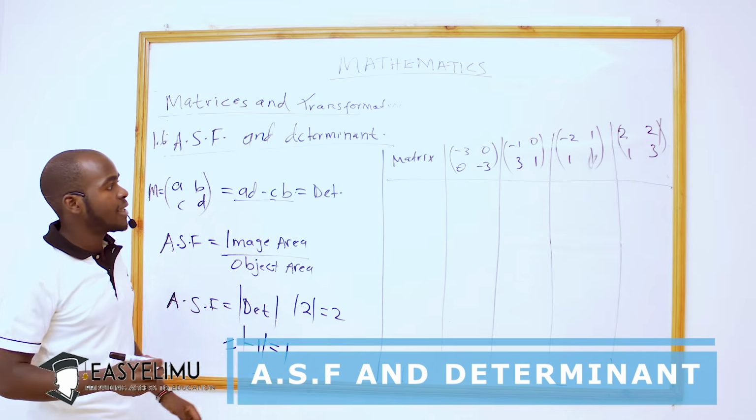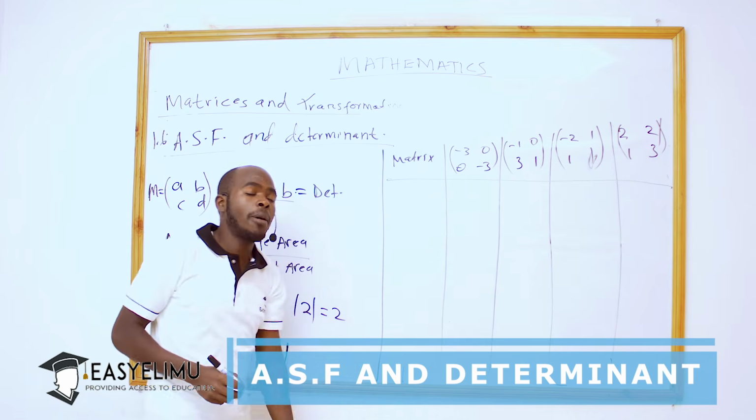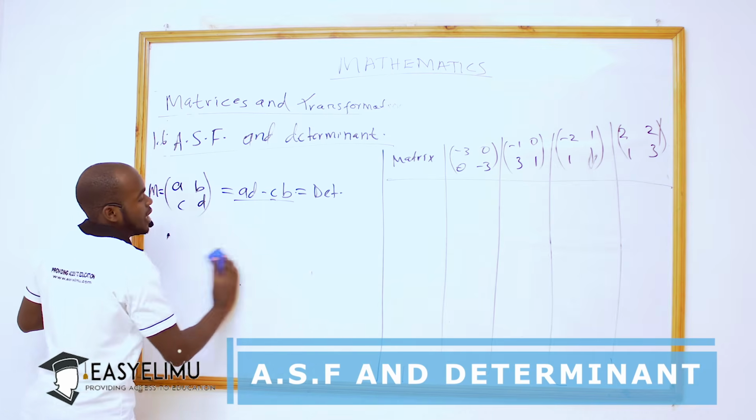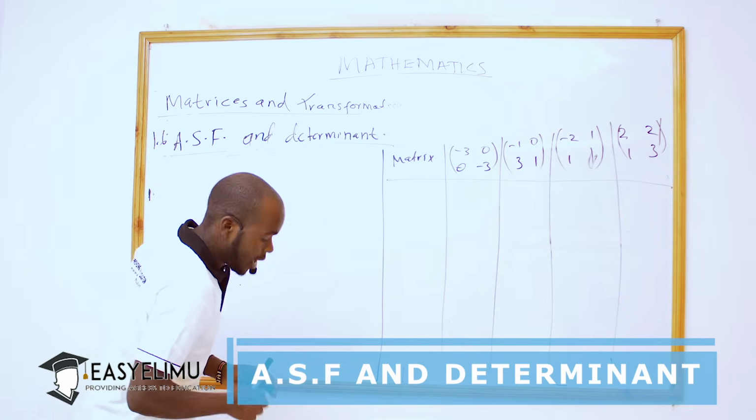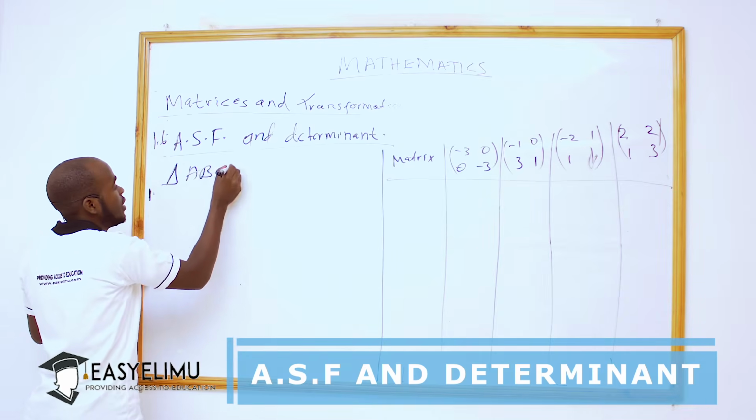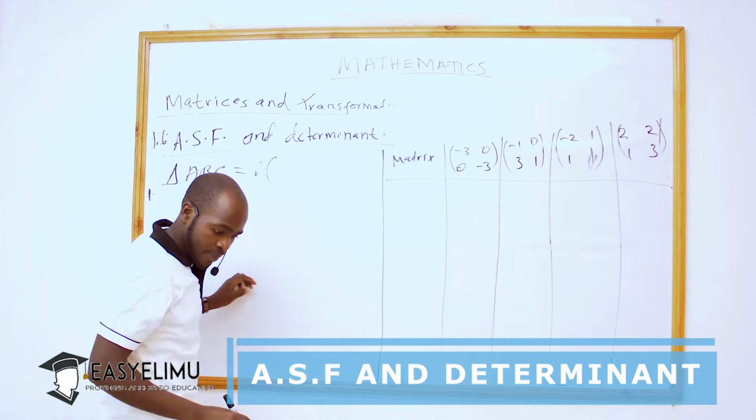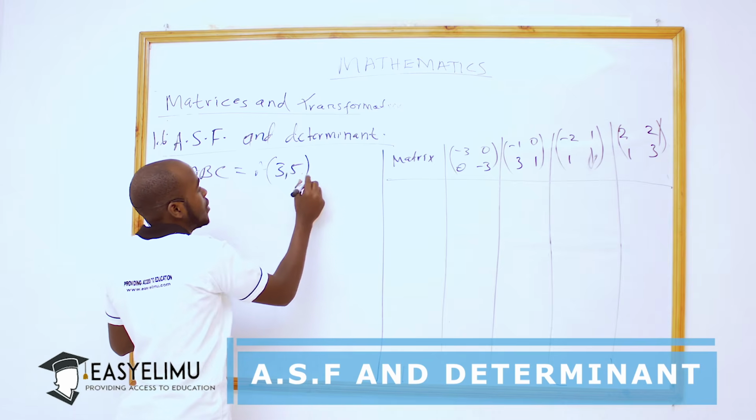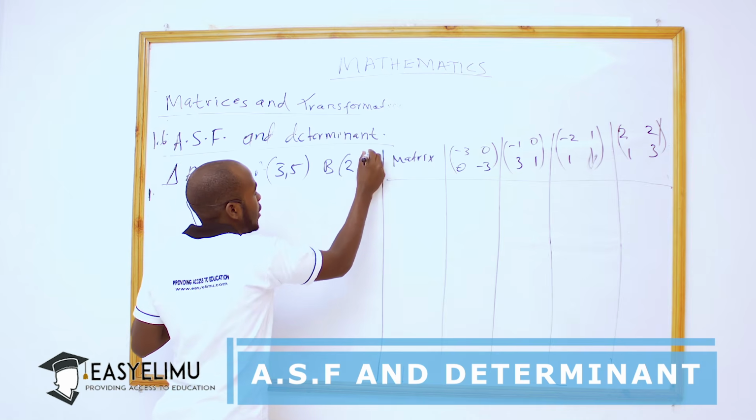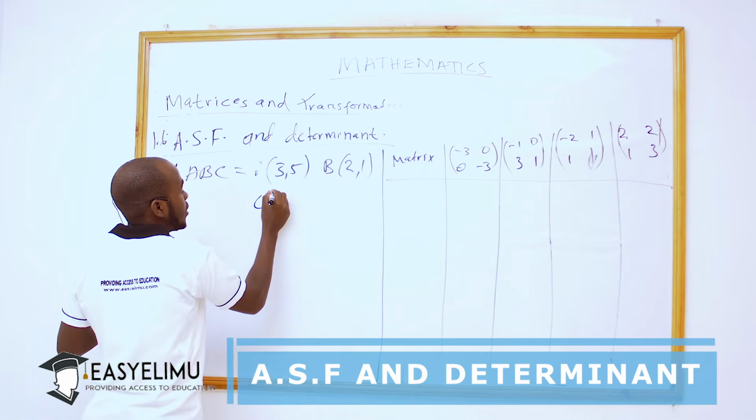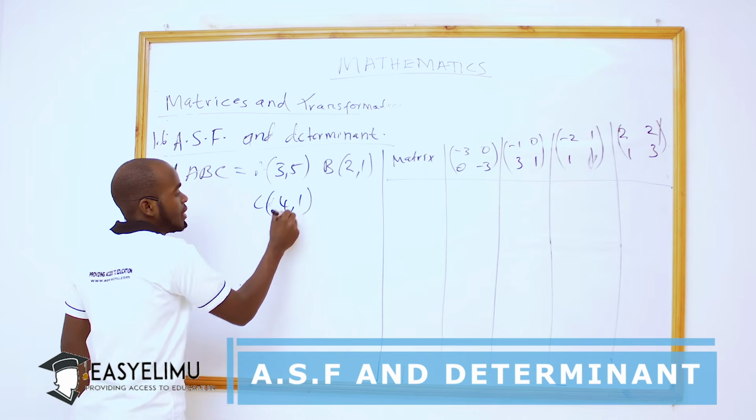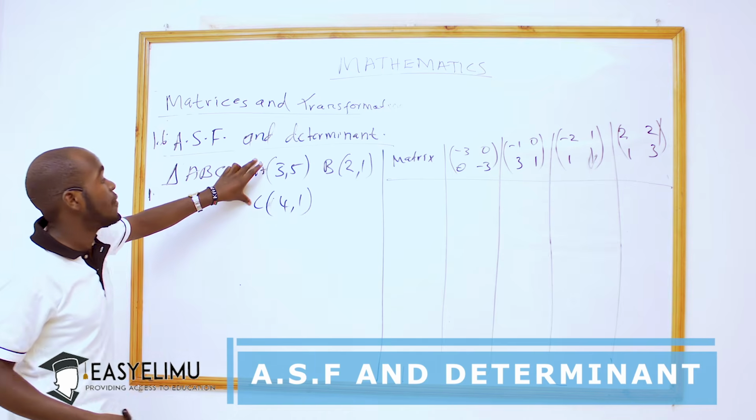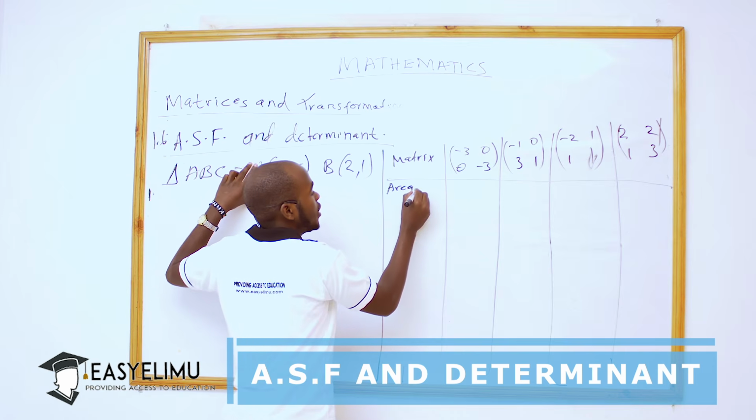Now, let's say these are our matrices, but we have been told, for example, a certain triangle ABC with the vertices A being (3, 5), B (2, 1), and our final vertex C (4, 1). Taking this one, we can find the area of the object formed.